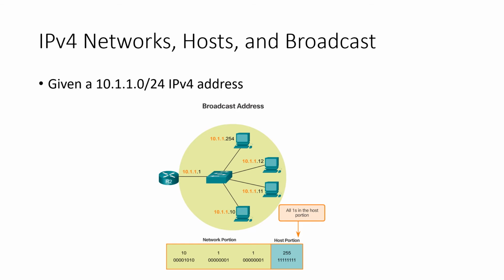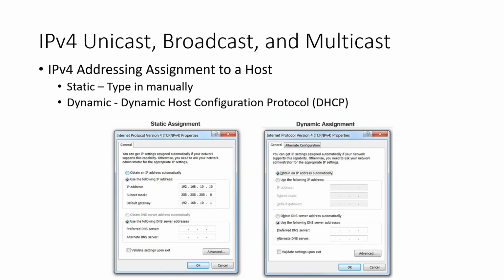Right, IPv4 continued. You have your broadcasts, right? So your broadcast would be all the ones in the host portion. So of course the broadcast will be 10.1.1.255. That will be your broadcast IP address. So unicast, multicast, and broadcast.